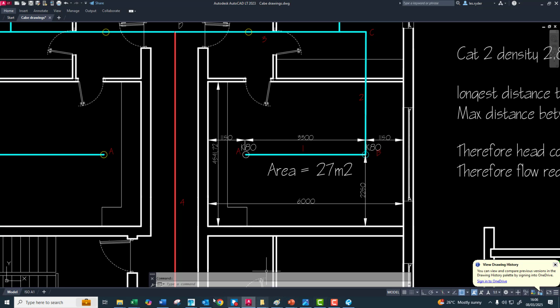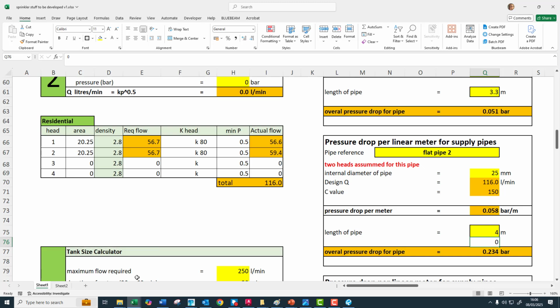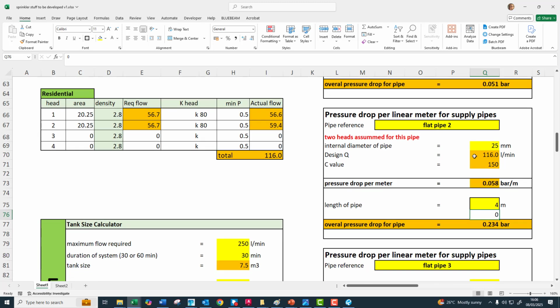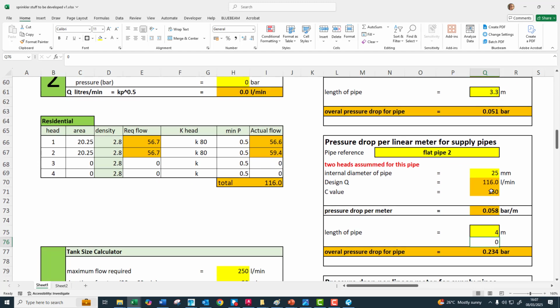Okay, so we'll stick that in the chart. So there's pipe 1, pipe 2, and that is 6.13, wasn't it?